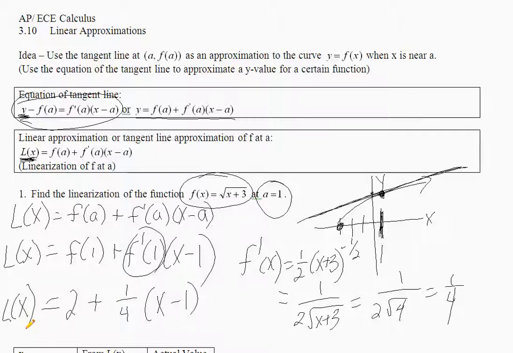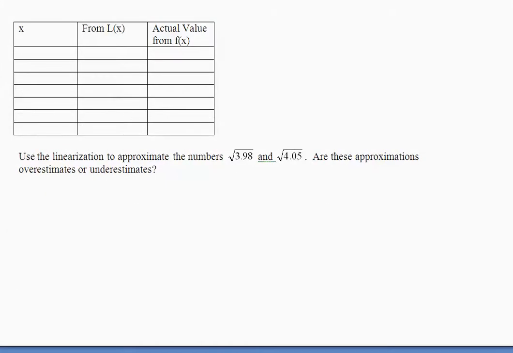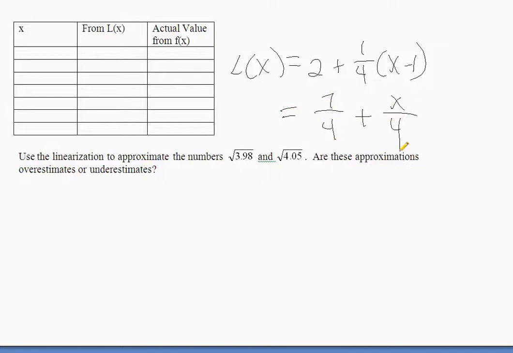What is that? That's the equation of the tangent line at 1. Okay, now if I plug in a different x value, I can just approximate the y value of that. So if I plug 2 into this, all that's doing is giving me the y value of the tangent line at 2 instead of giving me the actual y value of the curve at 2. Okay, and if you look down below, I have this chart. So from that equation that you just found, from the linearization, which is 2 plus 1/4 times x minus 1, which I can simplify to 7/4 plus x over 4, if you just simplify it.